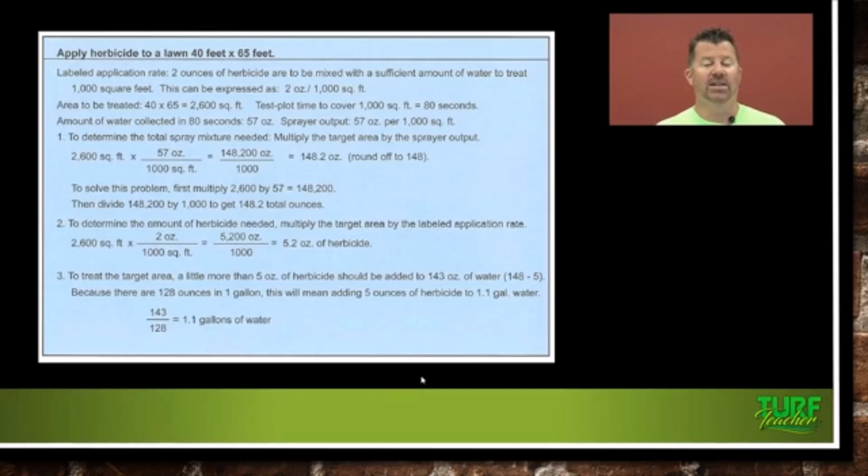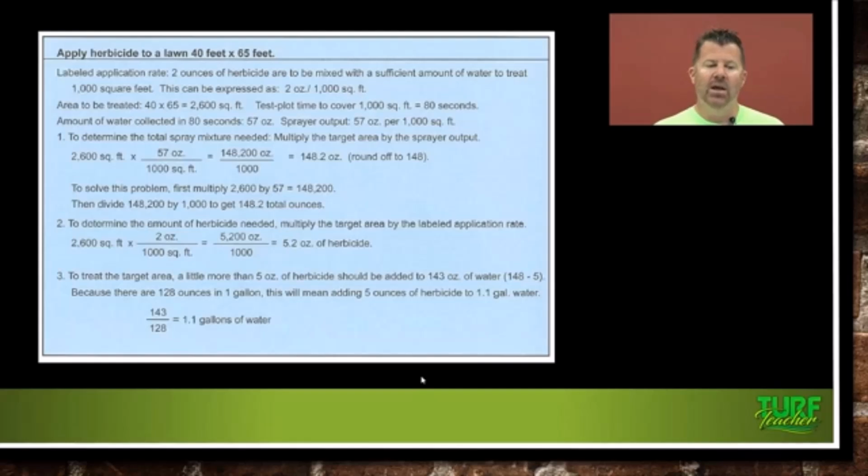Again, those 1,000 square foot blocks, guys, come in handy. Area to be treated is 40 times 65, so that gives us 2,600 square feet. Your test plot to cover this 1,000 square foot area is 80 seconds. The amount of water collected in 80 seconds is 57 ounces. So your sprayer output is 57 ounces per 1,000 square feet.